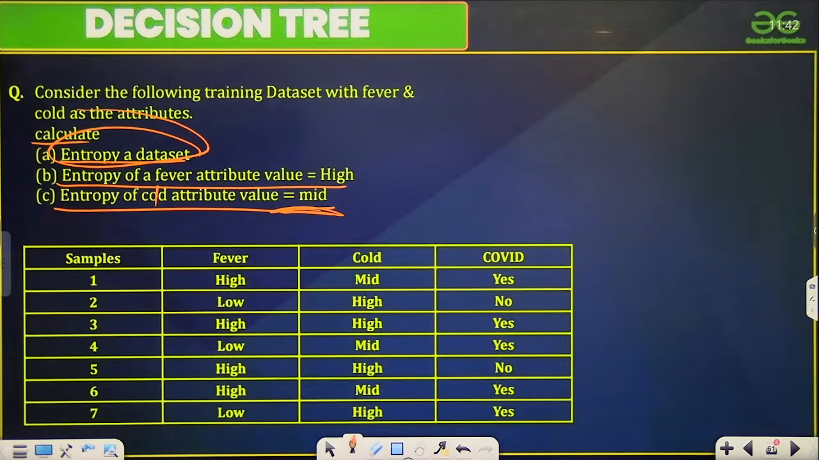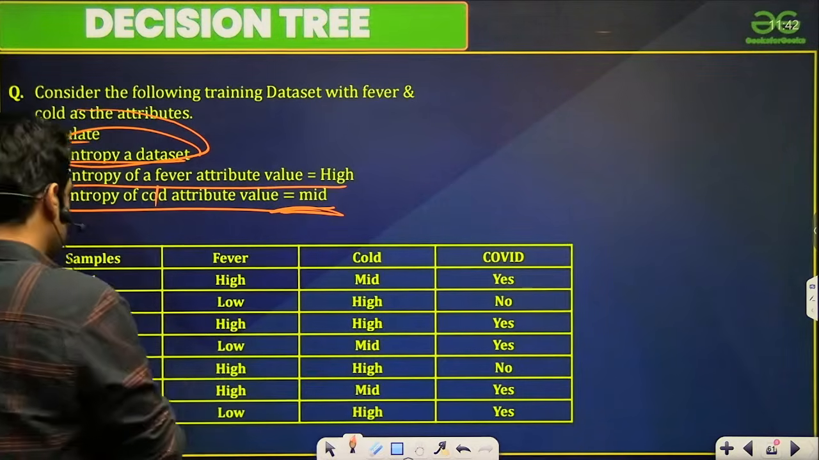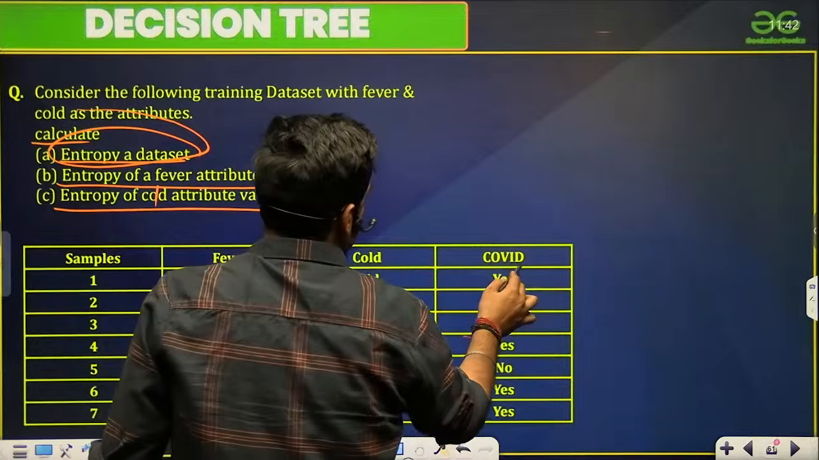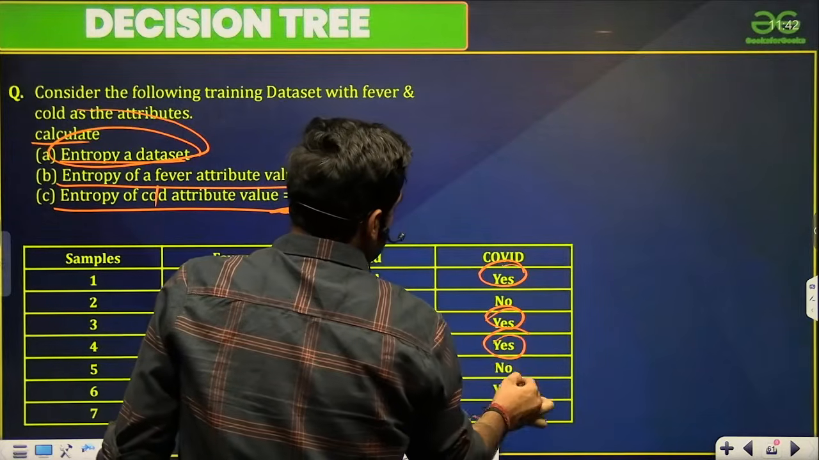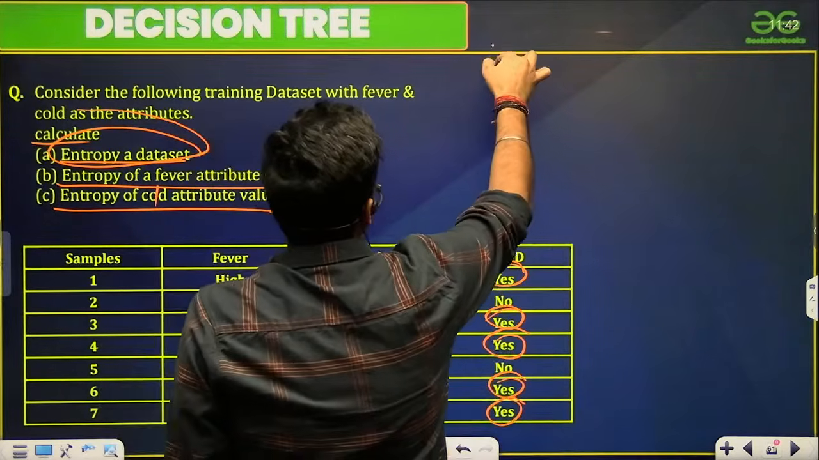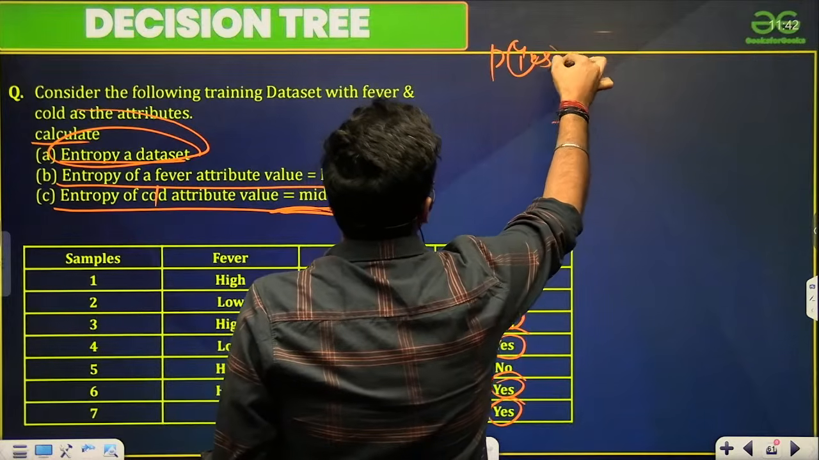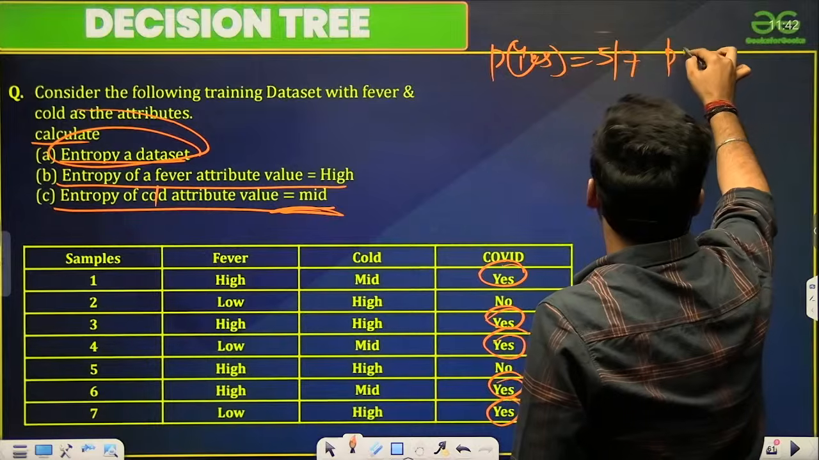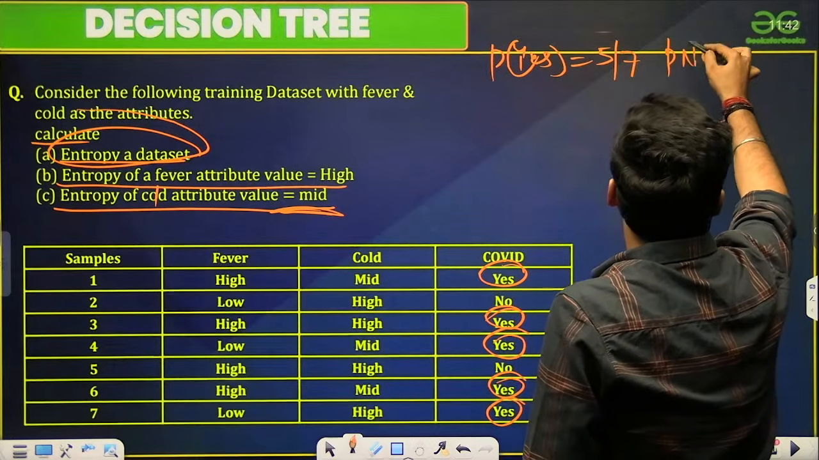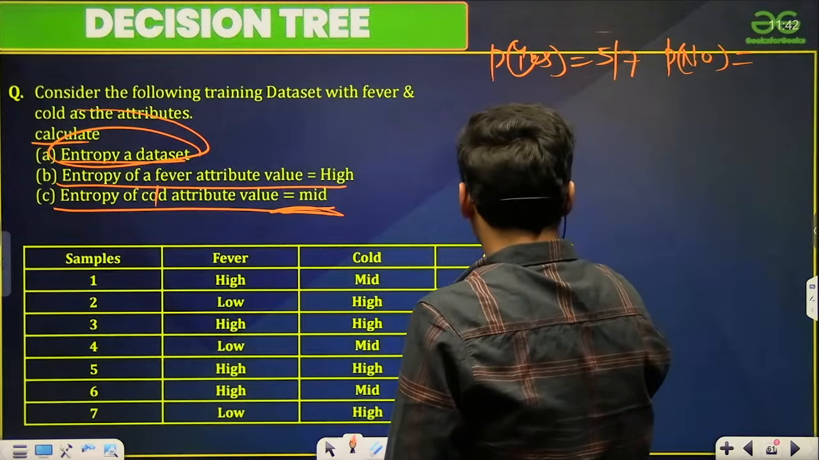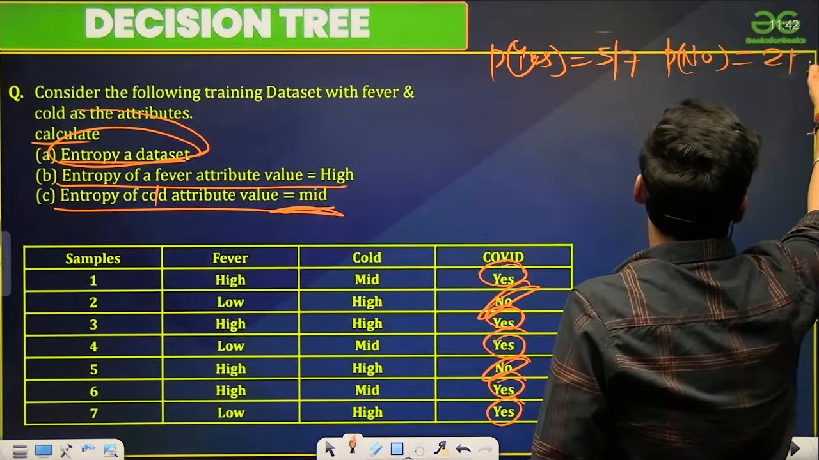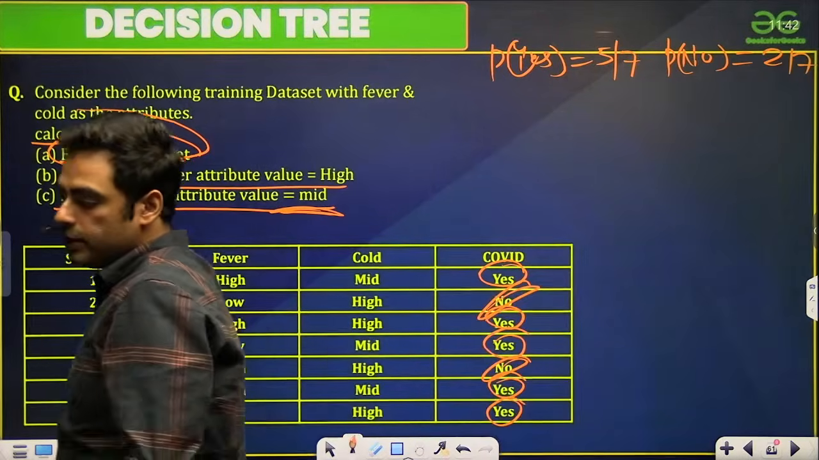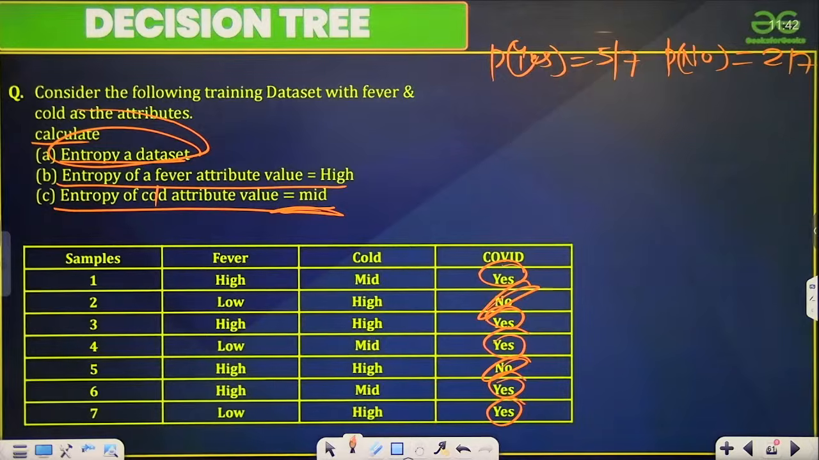So how to calculate the entropy of the entire data set? You have a total of 7 samples. How many yes are there? 1 yes, 2 yes, 3 yes, 4 yes, 5 yes. So the probability of yes is 5 by 7. And what is the probability of no? That is 1 no and 2 no, so that is 2 by 7.